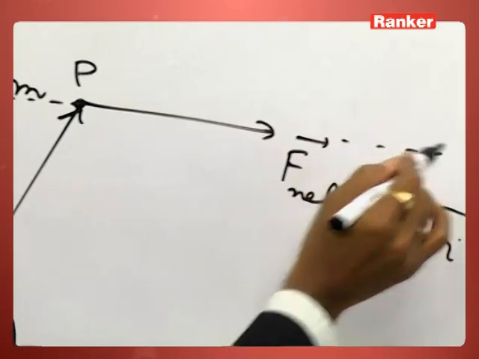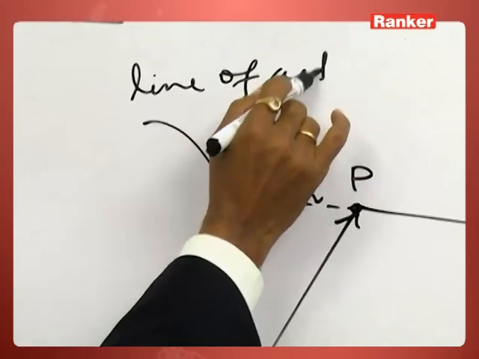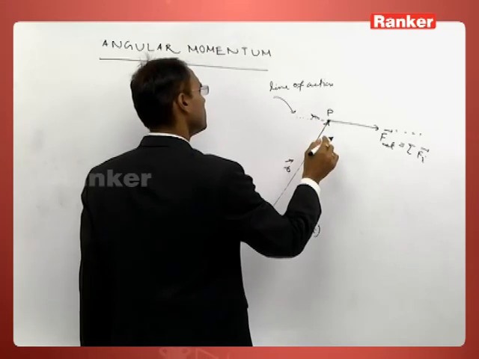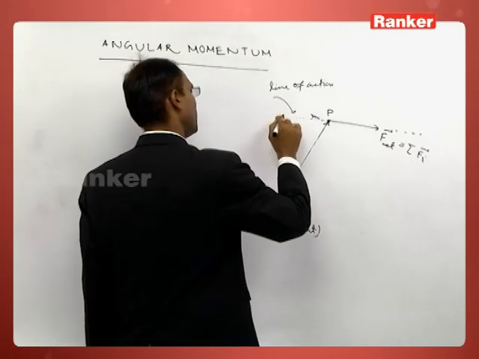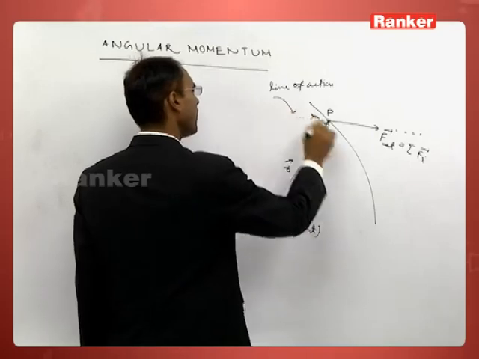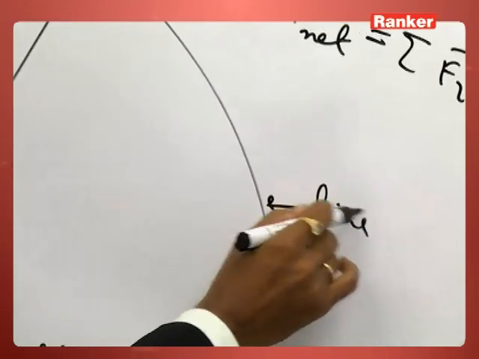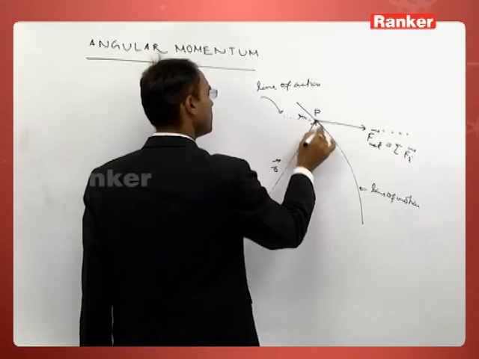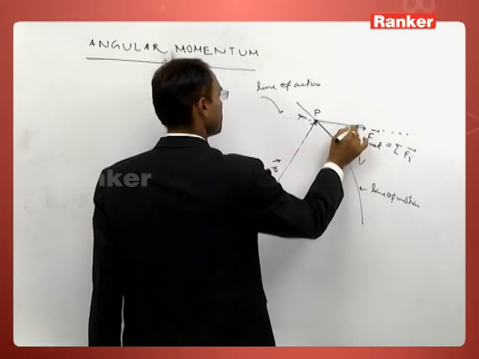So, the line along which the net force acts is called the line of action. The line along which the particle moves may not be collinear with the line of action. It may experience the force in this direction. However, it may move in some other direction. Let us assume that this is the line of motion, because this is the velocity vector.